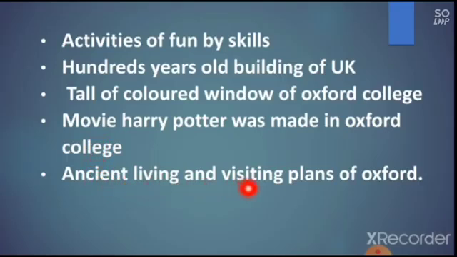Ancient living and visiting places of Oxford. The Oxford College is also a part of this beautiful city, which is 500 years old. How many years old? 500 years old. And Oxford is also an old and also advanced city of UK.